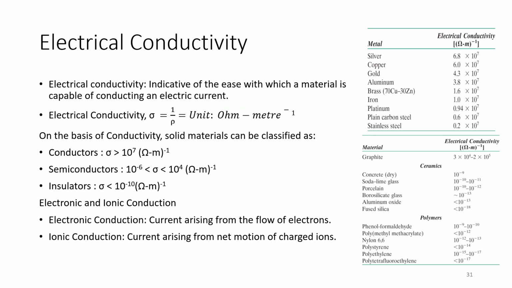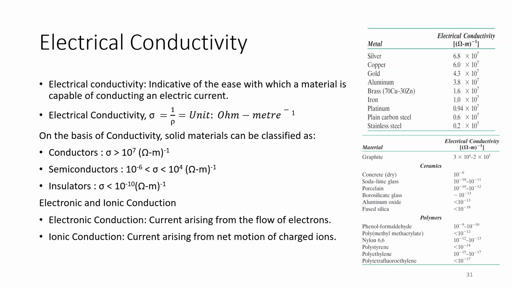Next up you have electrical conductivity. Electrical conductivity is indicative of the ease with which a material is capable of conducting an electric current, and it is given as sigma equal to 1 upon rho. So units will be inverse ohm meter. On the basis of conductivity, solid materials can be classified as conductors, semiconductors and insulators. Insulators will have the lowest conductivity.